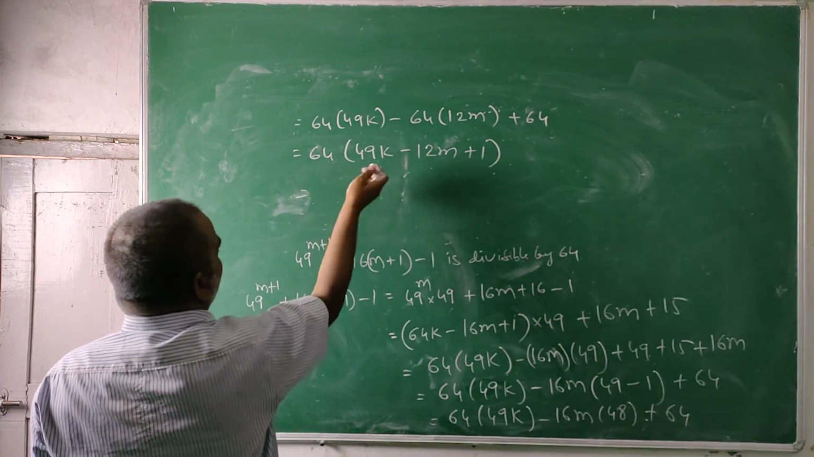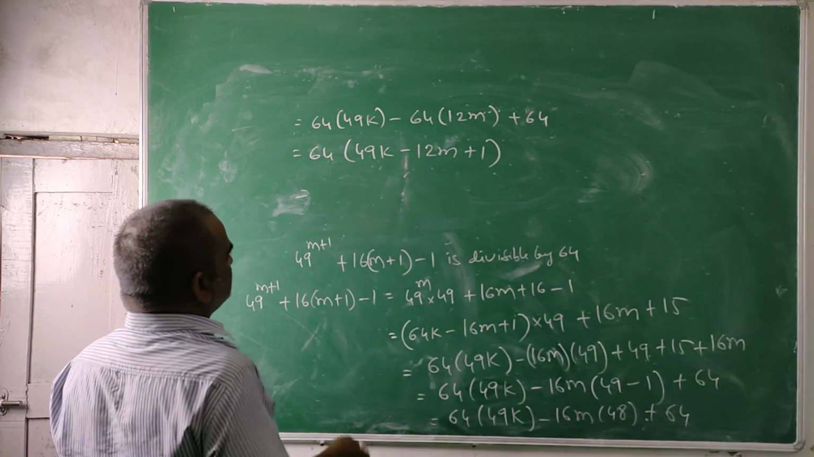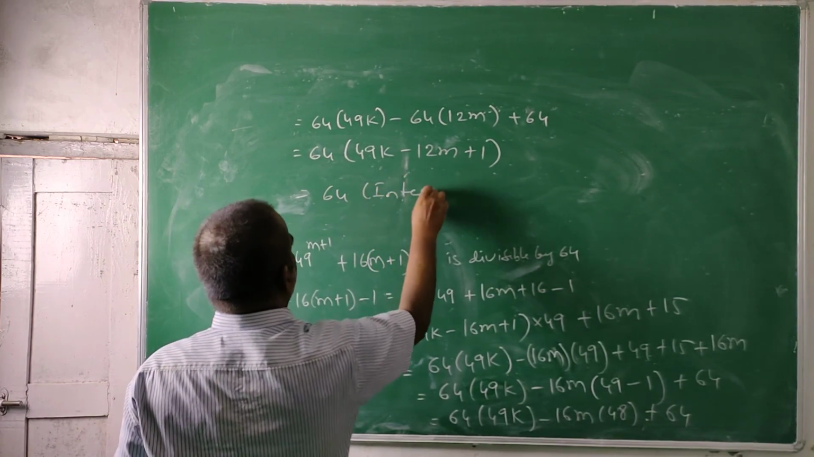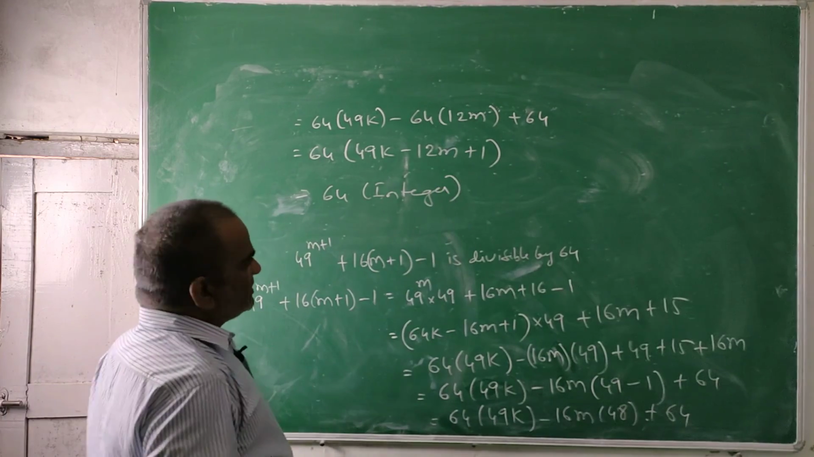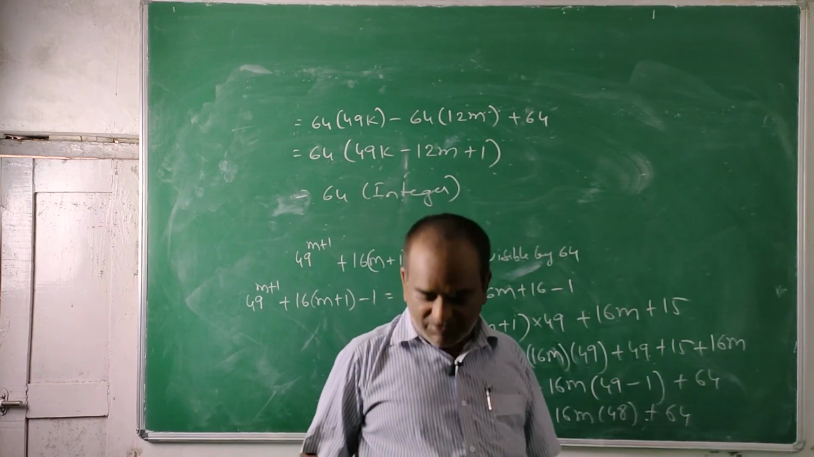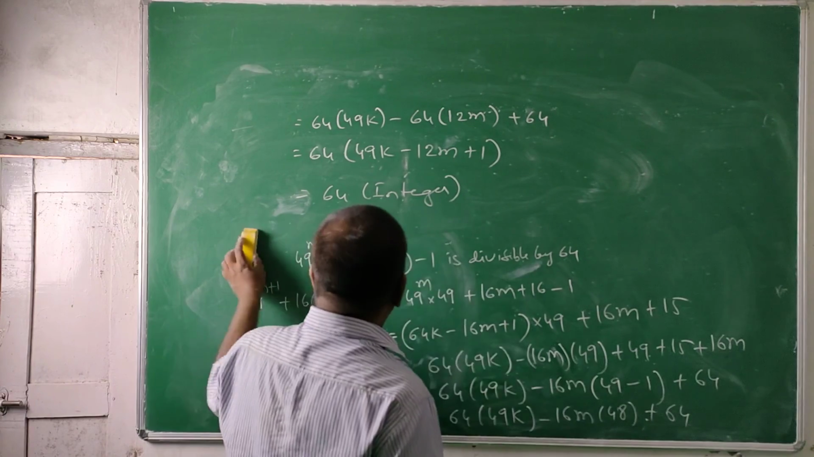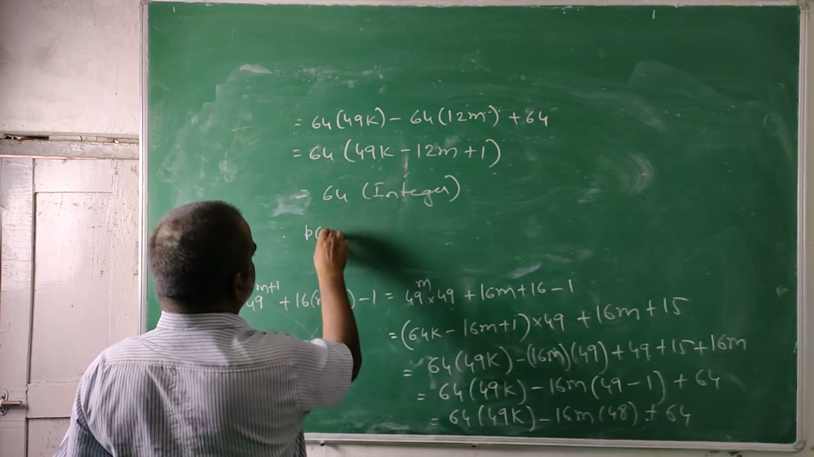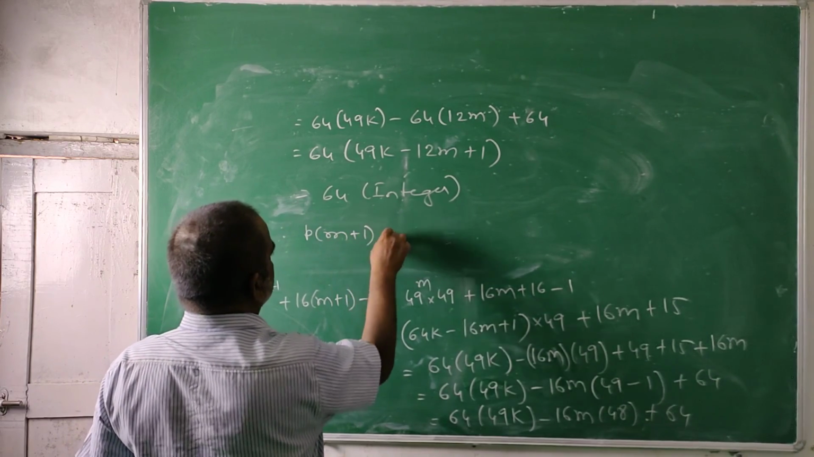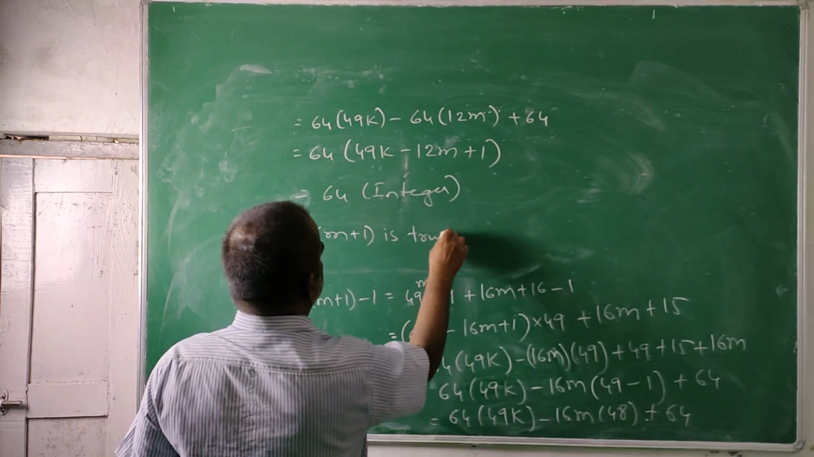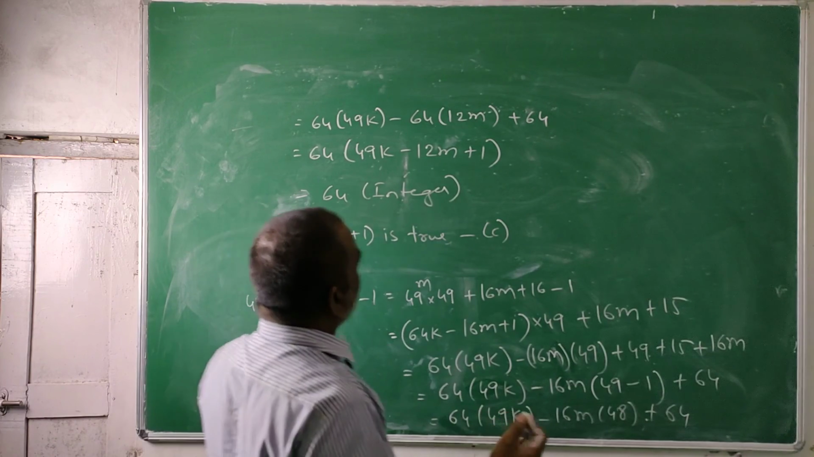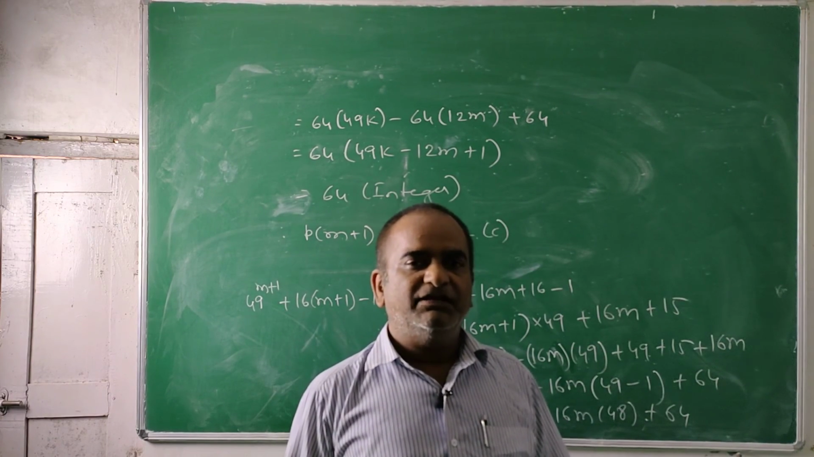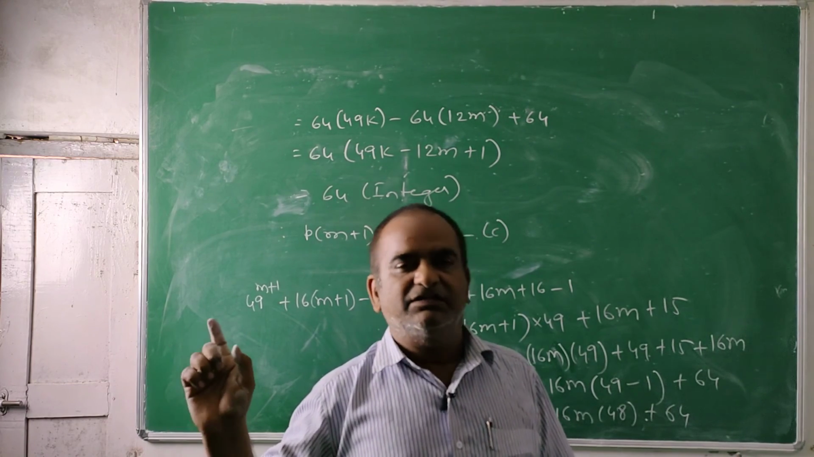So this is a multiple of 64, 64 into some integer. So it is a multiple of 64. Any multiple of 64 is divisible by 64. Therefore, P of m plus 1 is true. This is step C. So from A, B and C, using principle of mathematical induction, P of n is true for all n belongs to N. This is the conclusion.